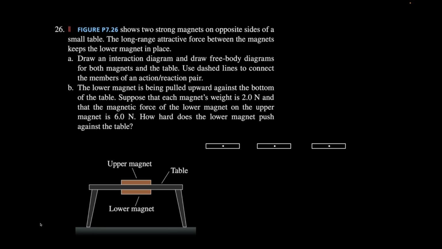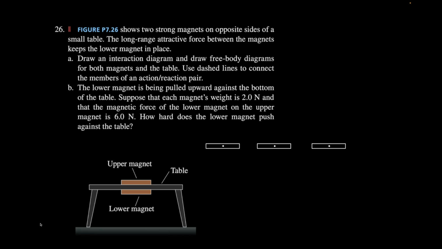And see how they tell us that the lower magnet on the upper magnet applies 6 newtons. That means it's going to be 6 newtons the other way around. So the upper magnet on the lower magnet is also going to be 6 newtons, because they cannot attract each other with different forces. Let's start with the lower magnet.